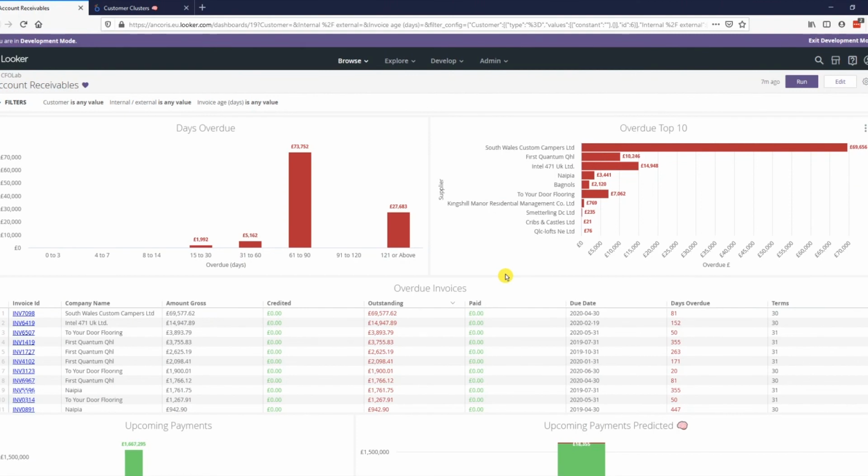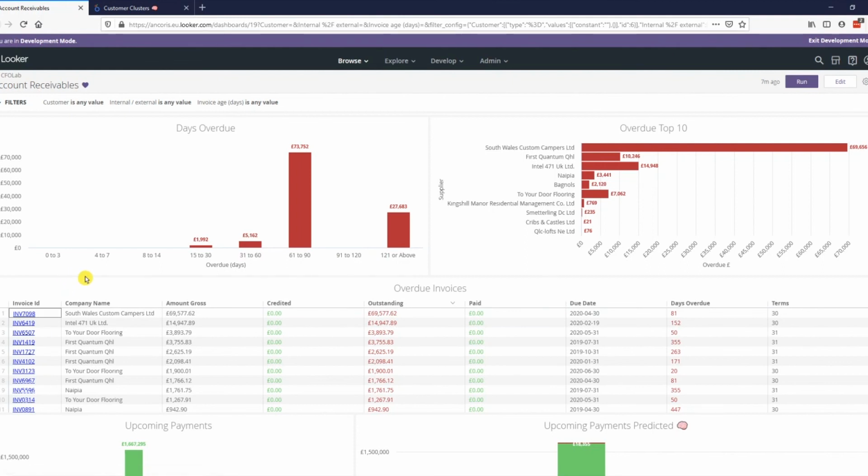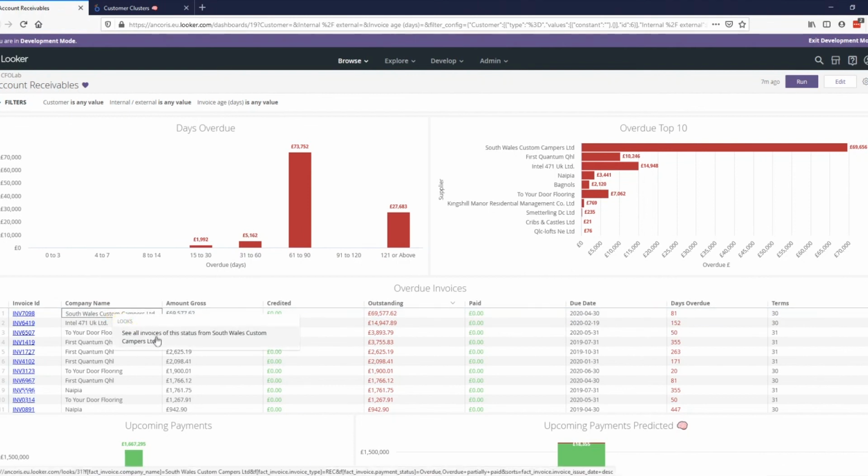Being powered by Looker allows us to add some useful functionality here. We also include hyperlinks to the invoice itself within your accounting platform of choice, as well as the ability to click on a company name to see all of their overdue invoices. These extra actions really make navigating CFOLab a breeze.